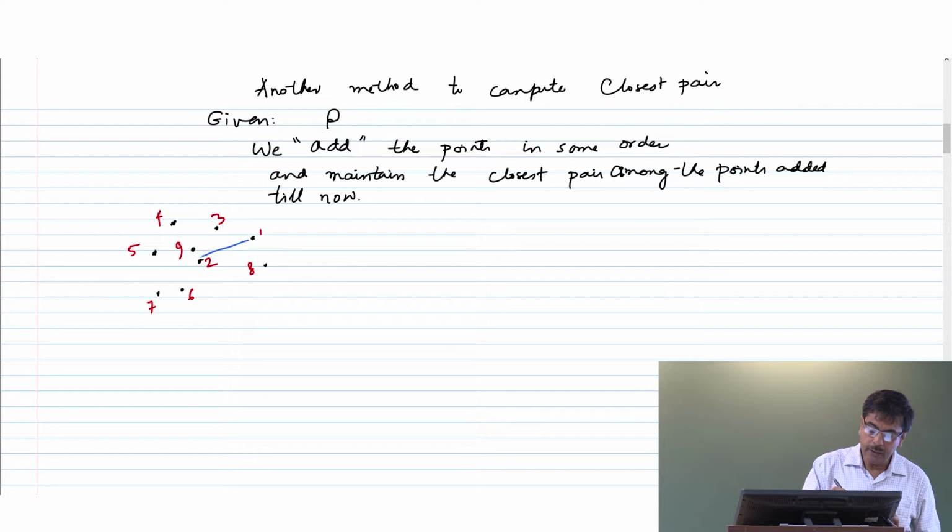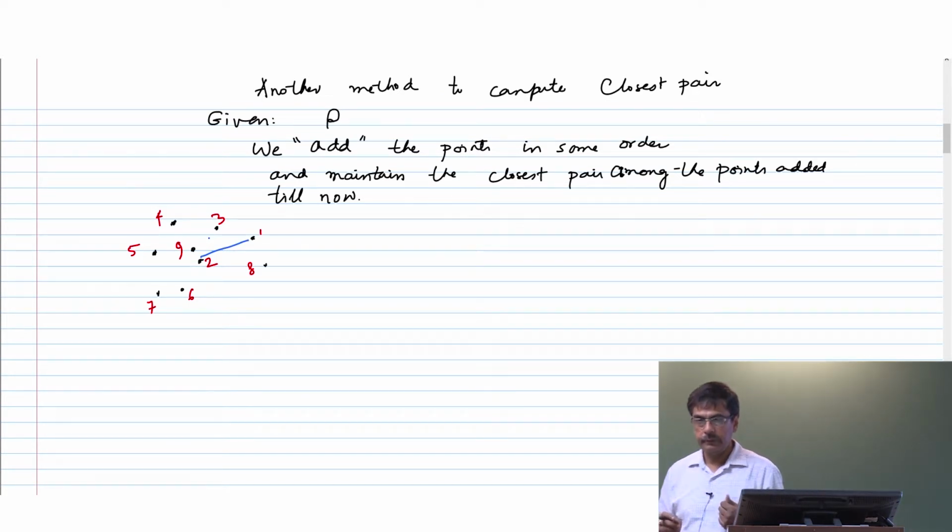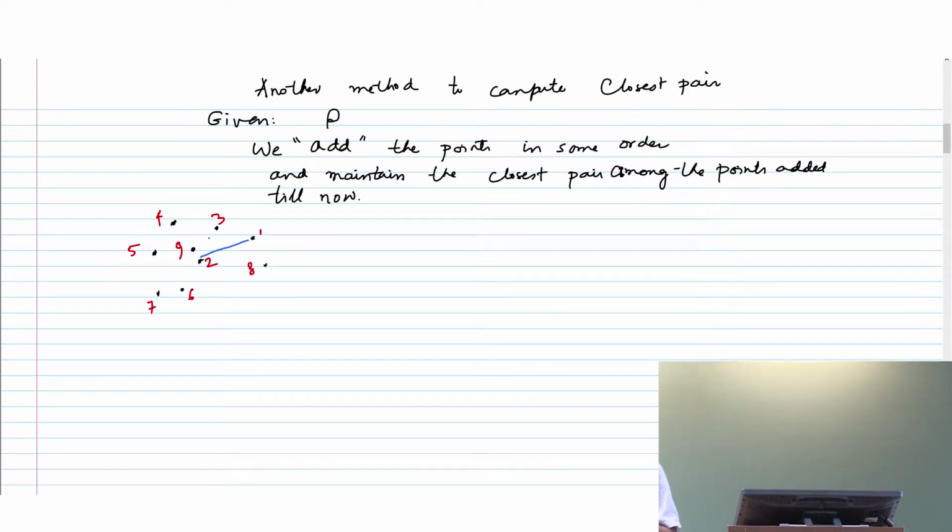Okay. So when I add 3, I basically want to check. So I want to now, after adding the third point, again have the closest pair among the first 3 points. Now it could be that the closest pair remains unchanged, or the closest pair changes. Right? There are these 2 possibilities. Right? So let me use another notation.